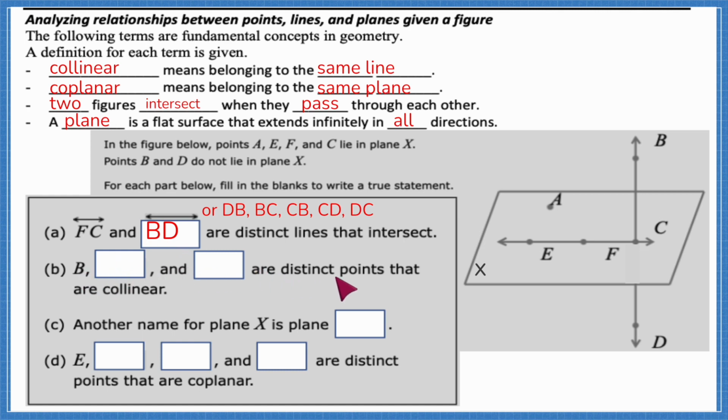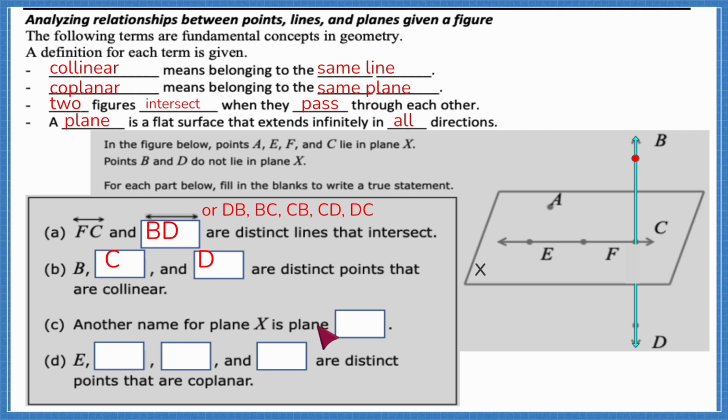B, blank, and blank are distinct points that are collinear. So collinear, remember that means that they share a line, they are on the same line. Well, they told us A, E, F, and C are on the same plane, but they didn't tell us anything about the same line, so we need to go look and see where's B. So here I can find B right here, and I'm going to follow the line down because I want them to be on the same line. So then I have C, and I have D. And it doesn't matter which way you type these in. I could have typed D and then C. Alex is not going to be picky about that at all.